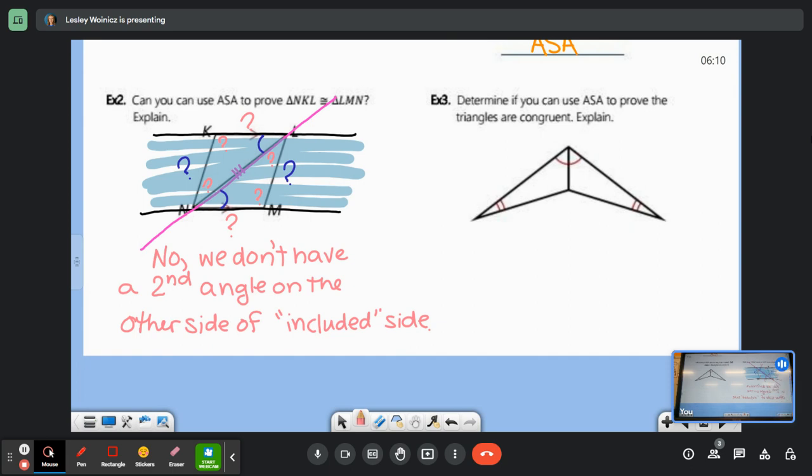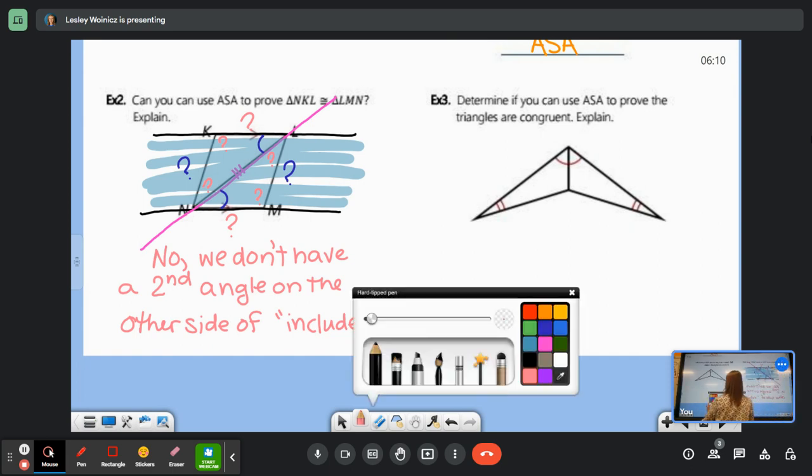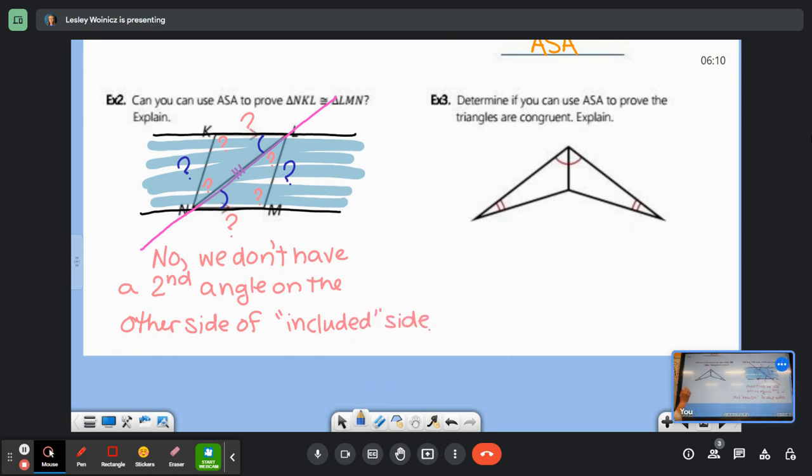All right, let's look at example 3. Can we use angle side angle to prove that these triangles are congruent?